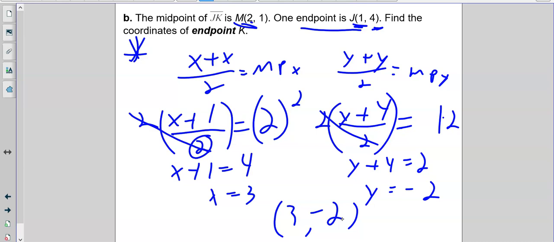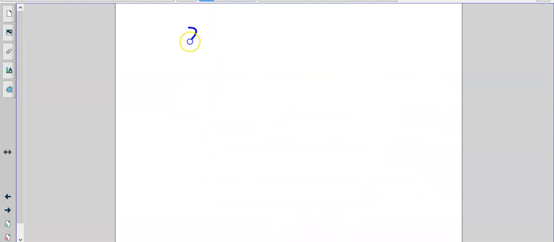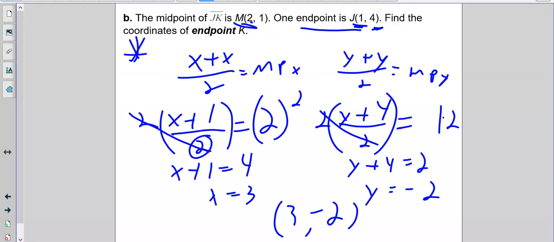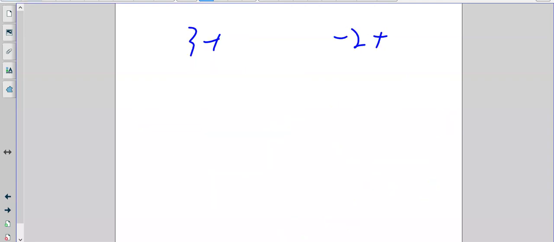Now, here's the cool thing about this. You can actually check your work. So I'm going to add a page here that's not in your notes. 3, negative 2, right? There's one of my x's and one of my y's. My other x and y was 1, 4.